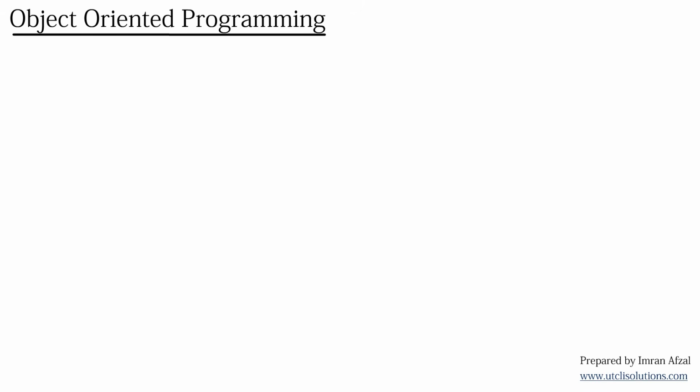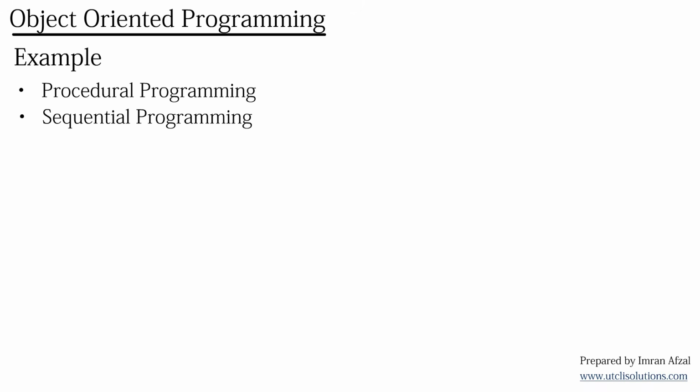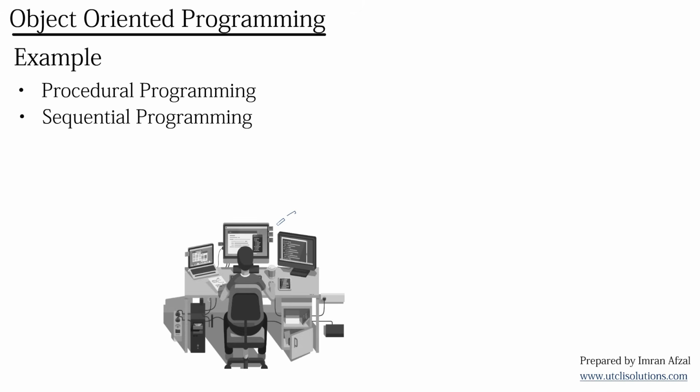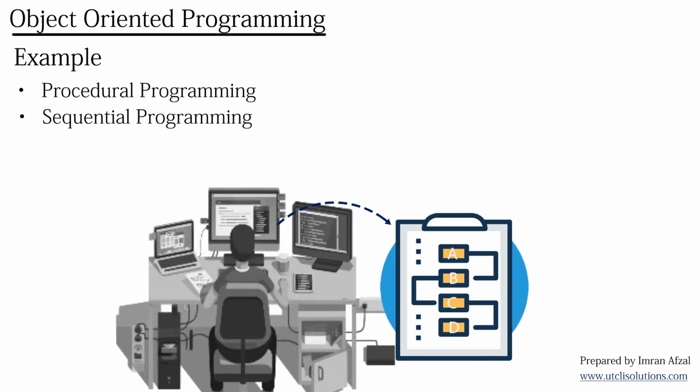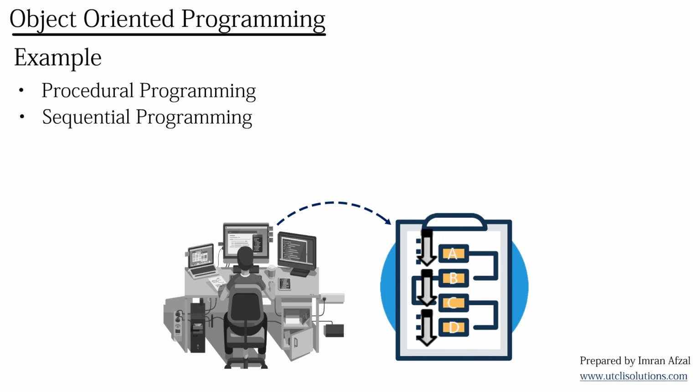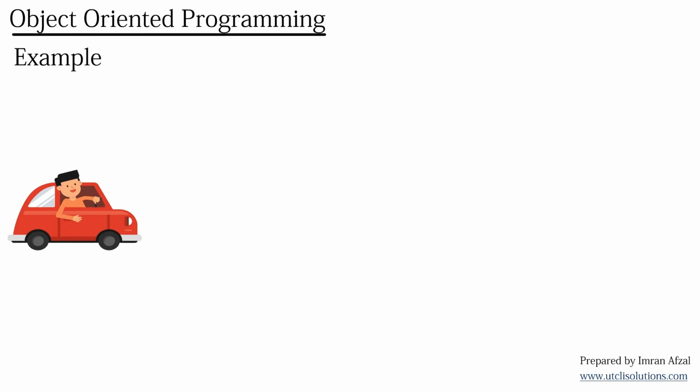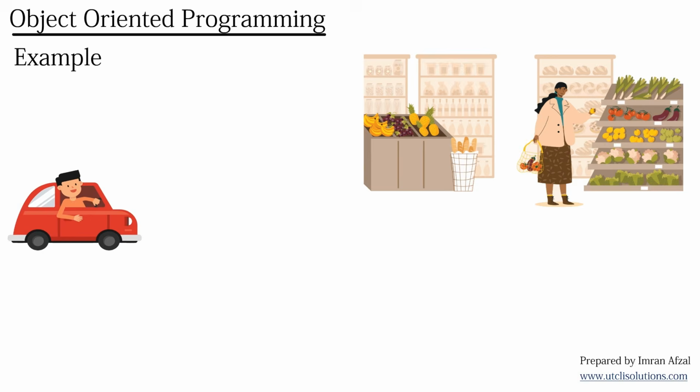Let me explain object-oriented programming through an example. Going back to the basics of programming, which is the procedural or sequential programming. In this type of programming, you write code in a sequence, right? For example, we want to write code which will have a set of instructions, and for that, we will use an example of driving a car and picking up groceries. So the code will look something like this.